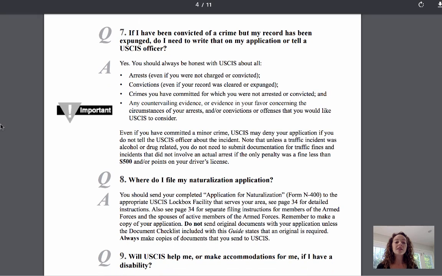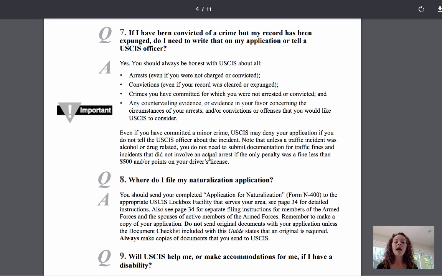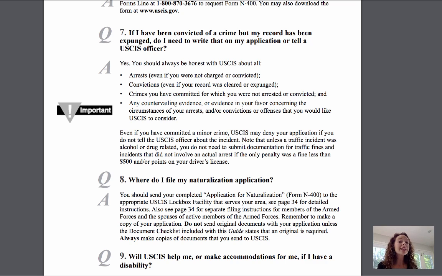Okay, now this is important right here. Even if you have committed a minor crime, USCIS might deny your application if you do not tell the USCIS officer about the incident. Remember, they are most likely going to know, right? So you want to disclose that information to show that you're being honest.